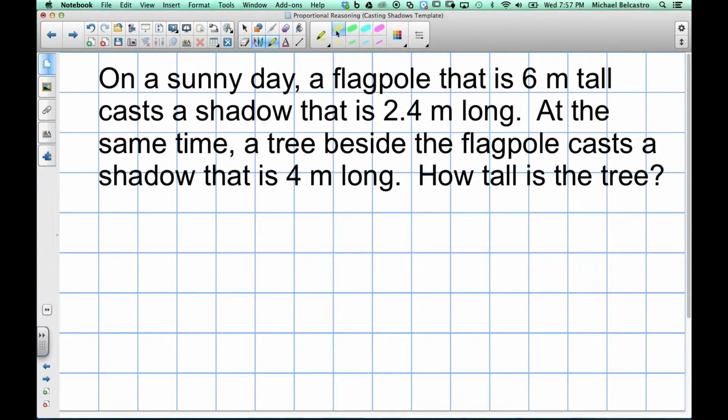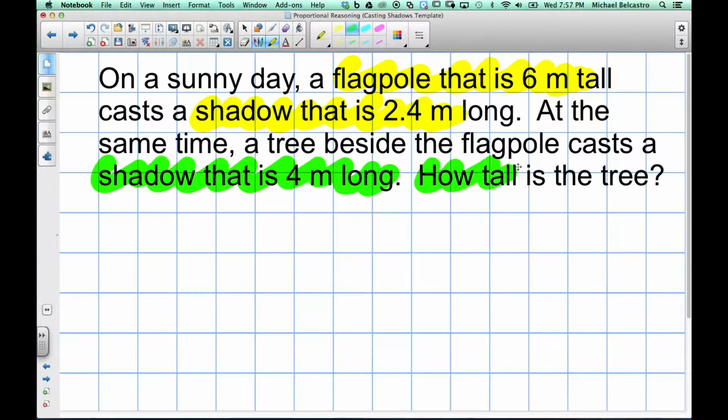Okay, so let's highlight our important stuff. Any info about the flagpole I'm going to highlight in yellow. On a sunny day, the flagpole is 6 meters tall, and its shadow is 2.4 meters long. At the same time, a tree beside the flagpole casts a shadow. We'll do the tree in green. A shadow that is 4 meters long. How tall is the tree? Okay, so here's our information.